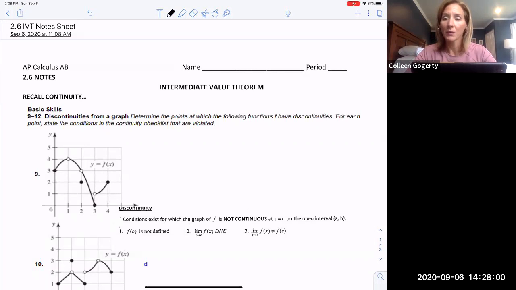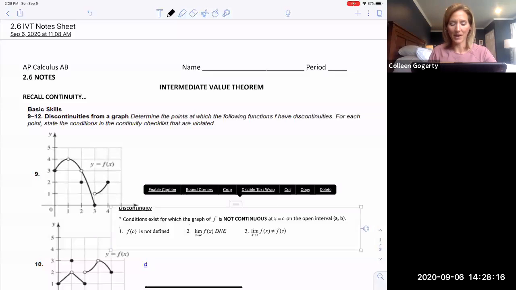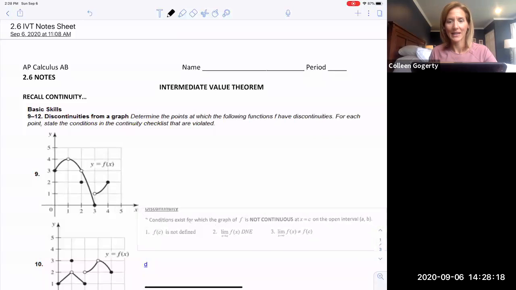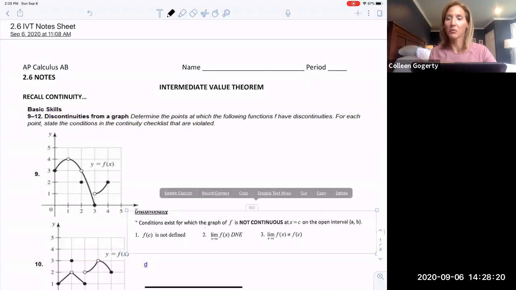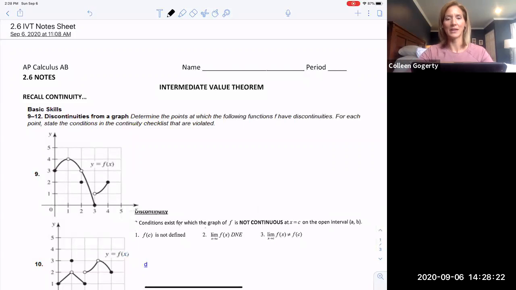Before we get rolling too much further, you want to make sure right now that you have the 2.6 notes sheet out with intermediate value theorem. You should be able to find that on your teacher's Canvas page. Yours might look just a tiny bit different from mine because I just copied in our 3 guidelines for figuring out continuity onto this page. But keep in mind, if you do not have a printer, it's okay. You can just make sure that you are copying all of this down into your notes, okay?